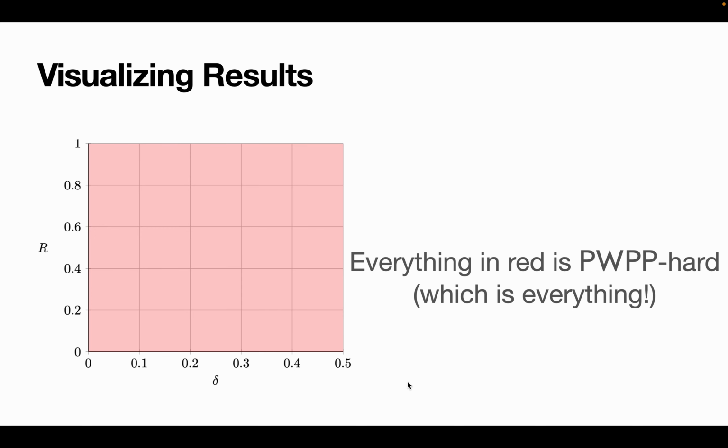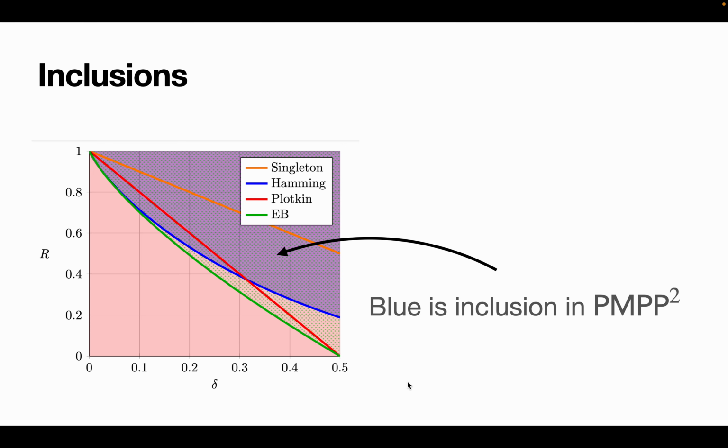So how hard are these problems exactly? Well, everything on this grid colored in red corresponds to an SDP problem which is PWPP hard. What does that mean? That means that every point on this grid corresponds to a problem which is believed to be intractable. So therefore, the short distances problem everywhere here should probably be intractable. Okay, we know it's hard.